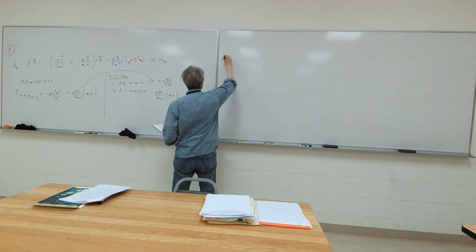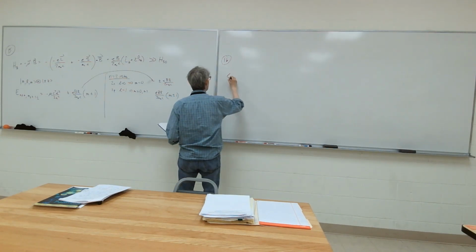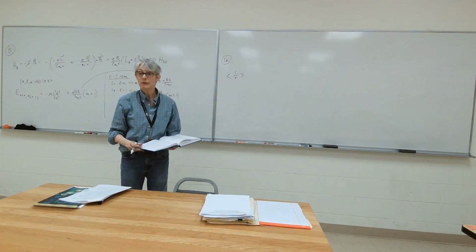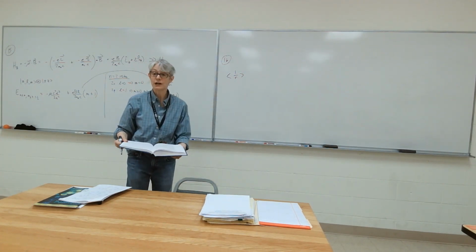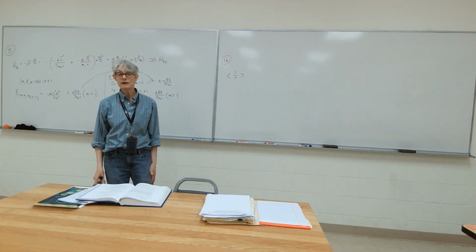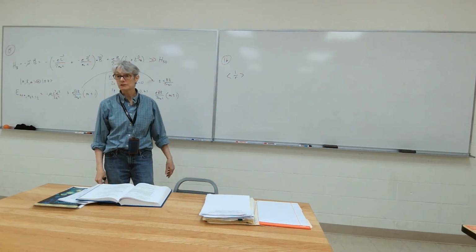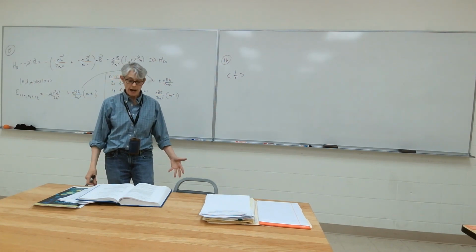So 16 goes like this. Suppose you want the average value of 1 over R for your hydrogenic atom. Suppose you just want to find out what that is. And why might you want to find out what that is? Well, you might want to find out the average potential energy, for example. And the average potential energy is just a constant times this. So how would you go about it?